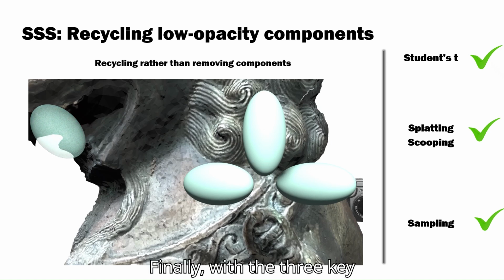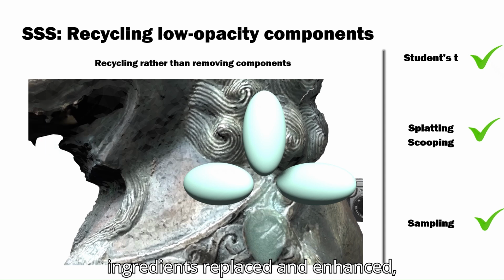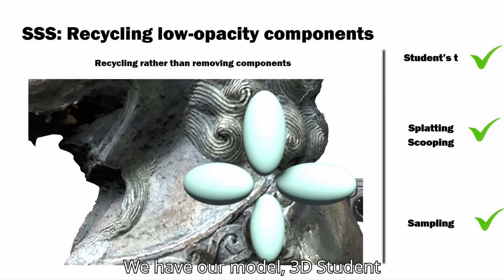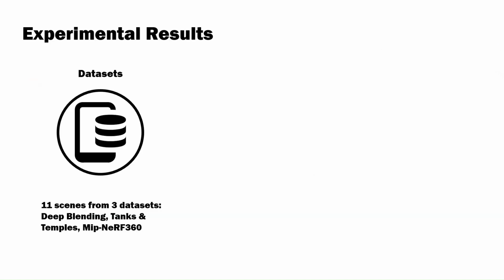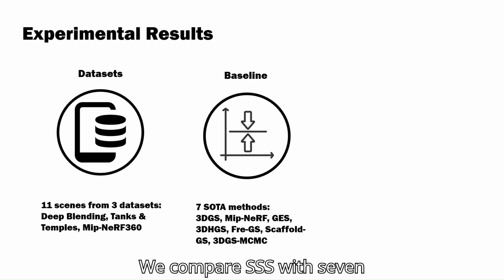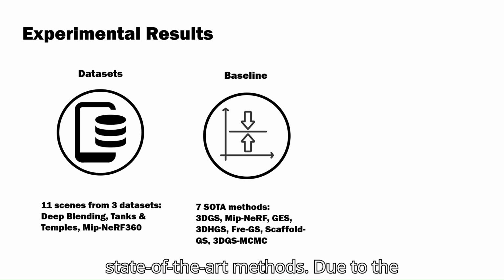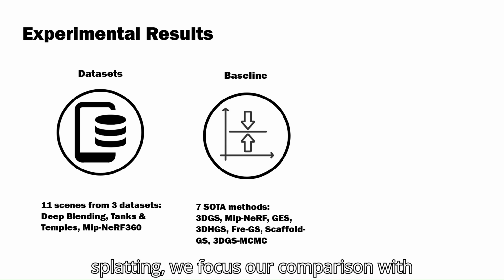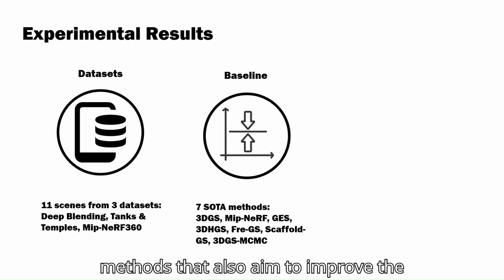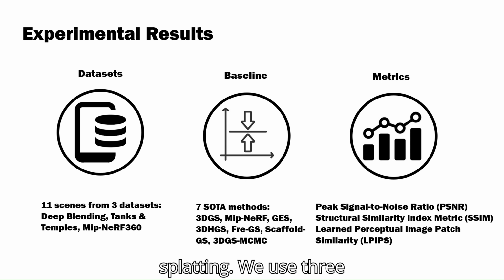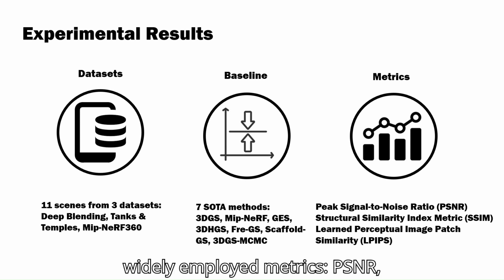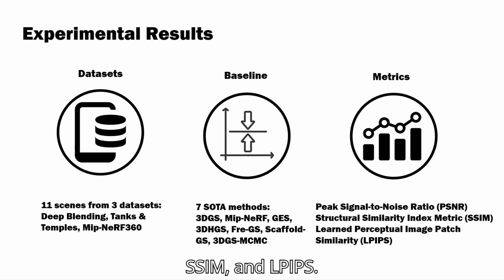Finally, with the 3 key ingredients replaced and enhanced, we have our model 3D Student Splatting and Scooping, or SSS. We evaluate SSS on 3 benchmark datasets with 11 scenes. When comparing SSS with 7 state-of-the-art methods, due to the large number of papers in Gaussian splatting, we focus our comparison on the methods that also aim to improve the fundamental paradigm of Gaussian splatting. We use 3 widely employed metrics: PSNR, SSIM, and LPIPS.